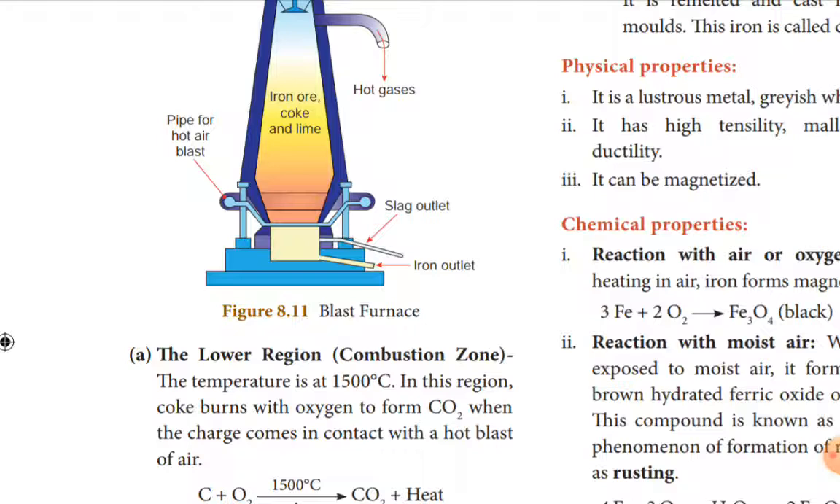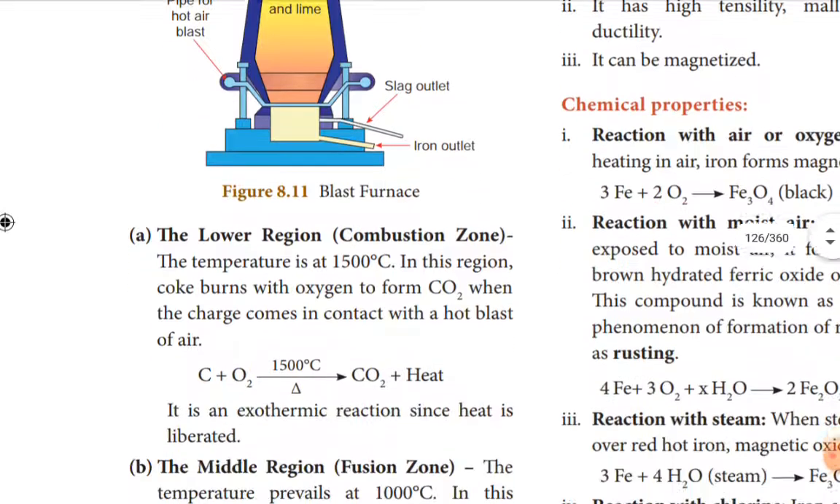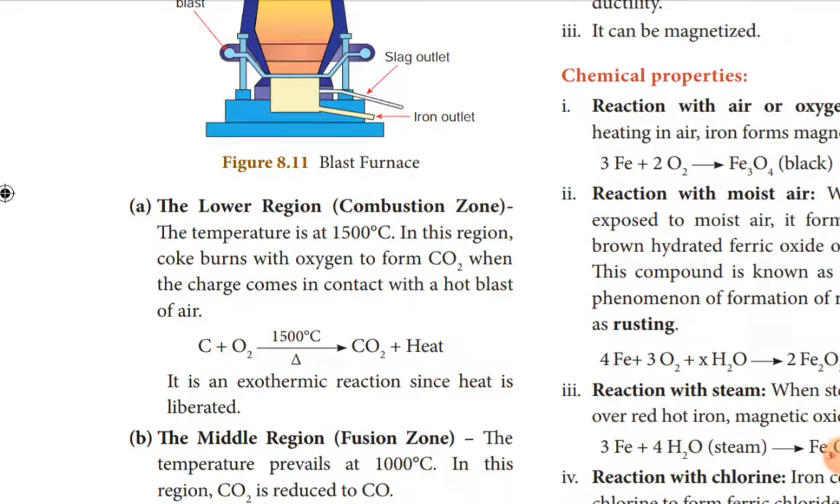Lower region, which is called the combustion zone, temperature is 1500 degrees Celsius, and here the coke burns with oxygen to form carbon dioxide. So during this reaction, heat energy is liberated out, so it is an exothermic reaction.